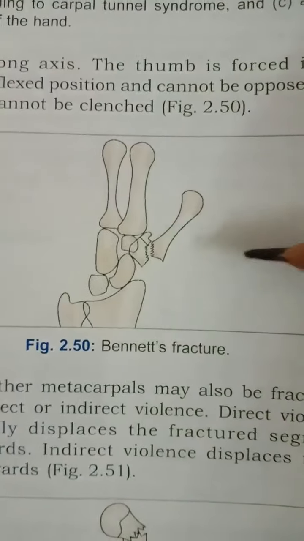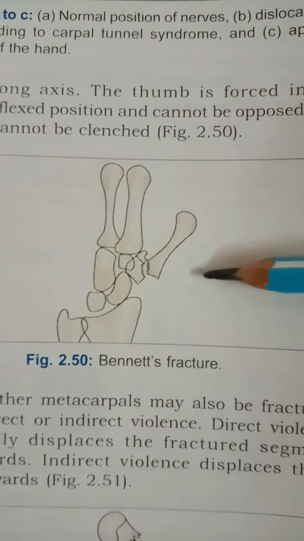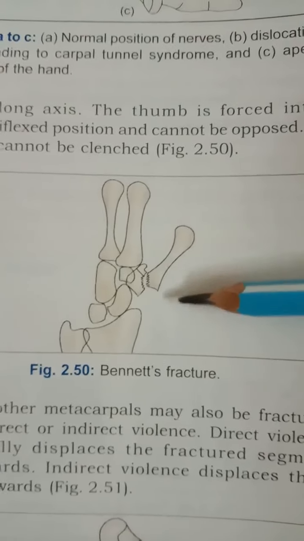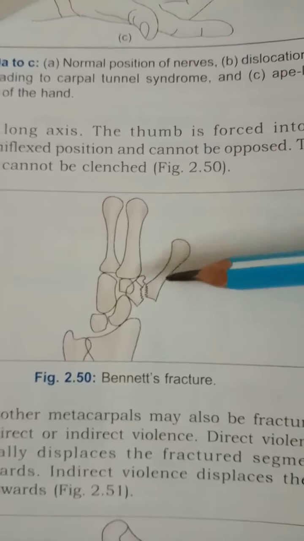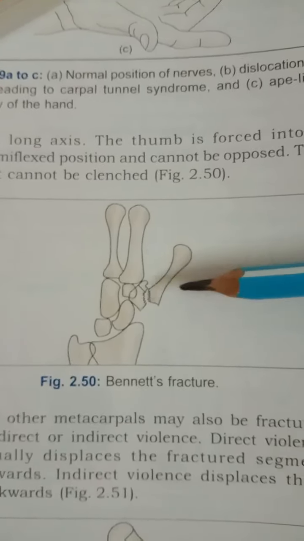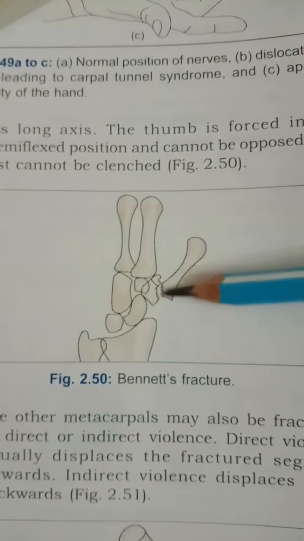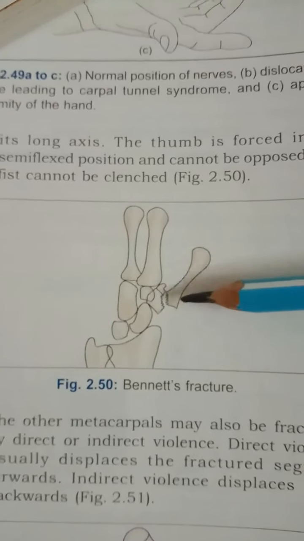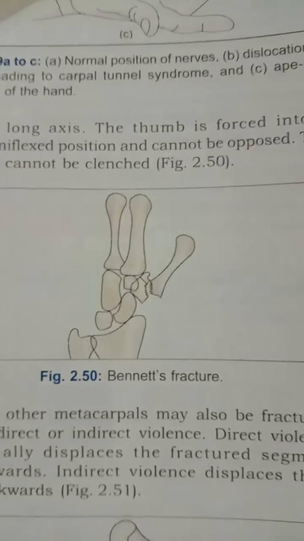The next clinical point is the Bennett's fracture. It is an oblique fracture of the base of the first metacarpal bone, and it is intra-articular and may be associated with subluxation or dislocation of the metacarpal bone. So here the fracture occurs at the base of the first metacarpal bone. So it is called the Bennett's fracture.